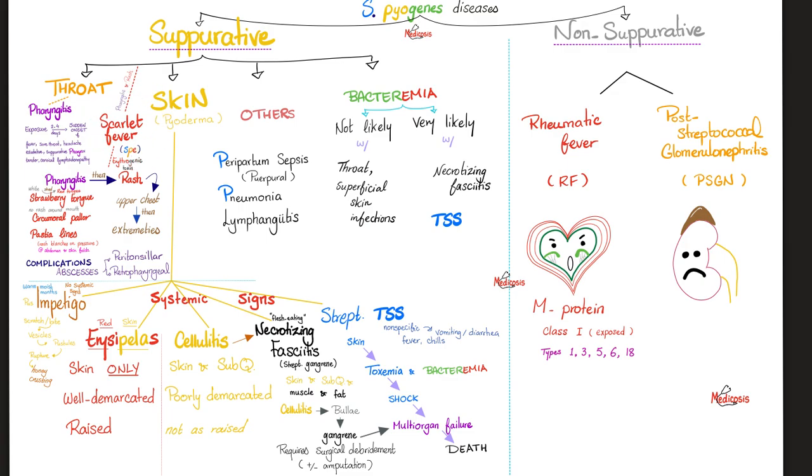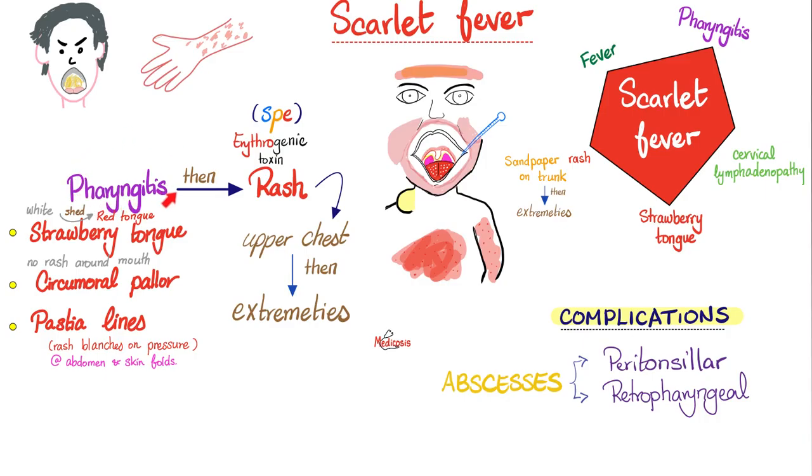Next, we have scarlet fever. I have pharyngitis, I have rash. The same pharyngitis and then rash. Describe the rash. Sandpaper-like rash. Where does it start? Upper chest and then it goes to the extremities. Moreover, I have a strawberry tongue. My tongue is red and it has spots in it, just like this. The tongue usually starts white and then you shed that white and it becomes red. But you are not going to shed every single white spot.